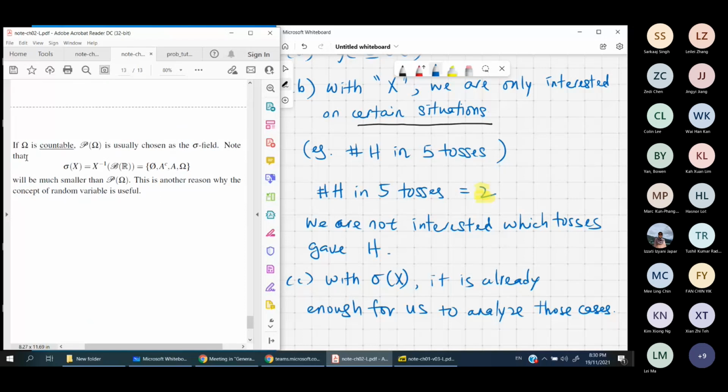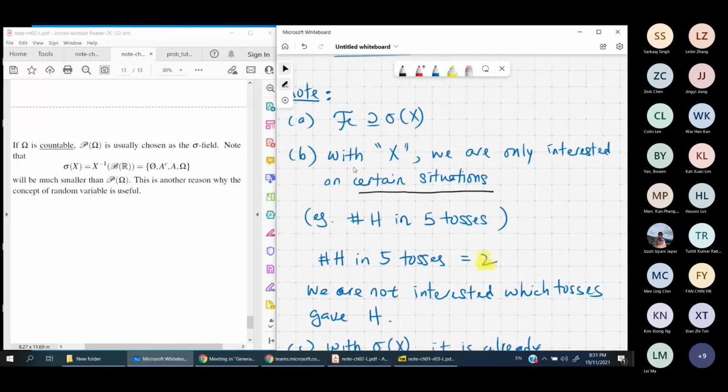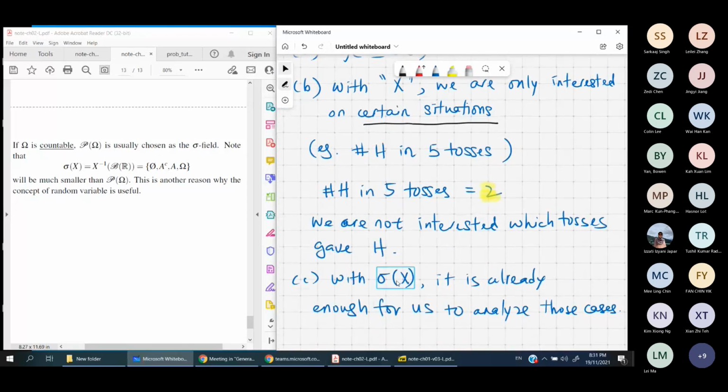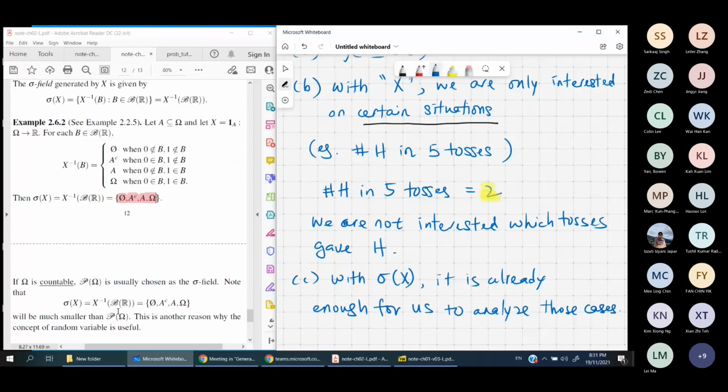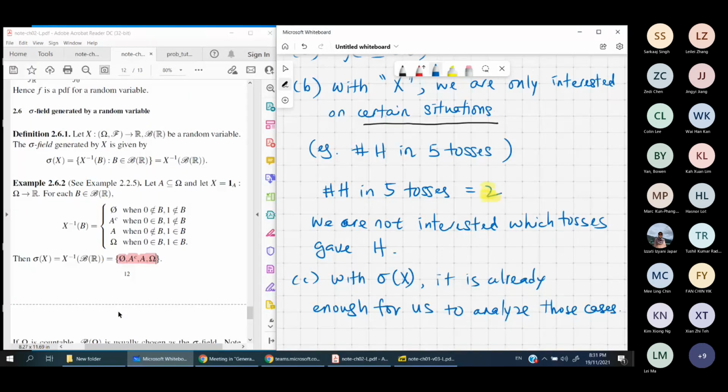This is what I mentioned just now. If omega is countable, the power set of omega is usually chosen as the sigma field. Note that sigma X has only 4 elements inside, so this will be much smaller than the power set of omega. This is the main reason why we consider a random variable and the sigma field generated by it. We can look at a smaller sigma field, but it's already enough for us to analyze the data. That is the idea. So that's it for this chapter 2.